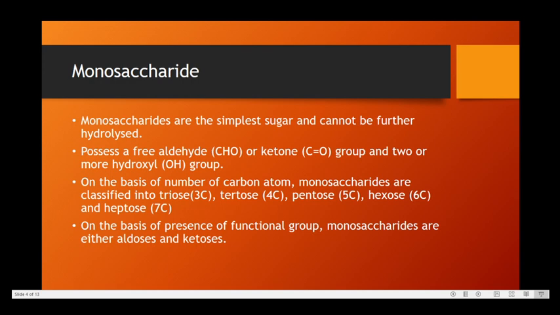Again, on the basis of the presence of functional group, that means aldehyde or ketone, monosaccharides are either aldose or ketose. So when the monosaccharide contains an aldehyde group, then it is known as aldose, and when it contains a ketonic group, then it is known as ketose.